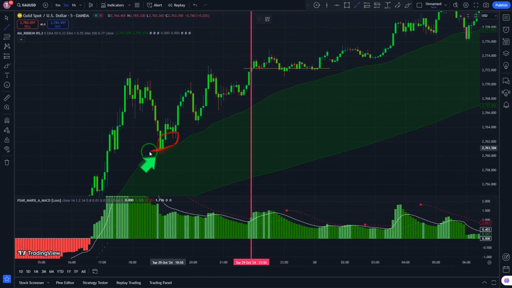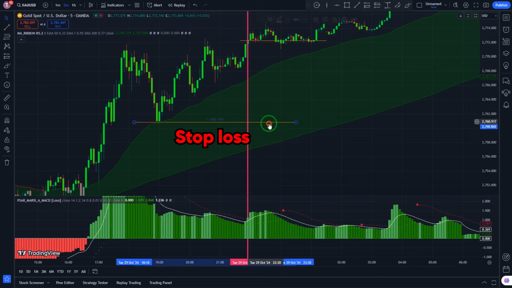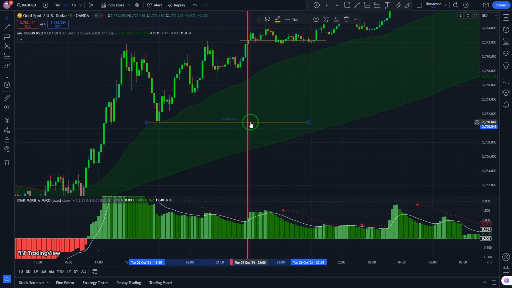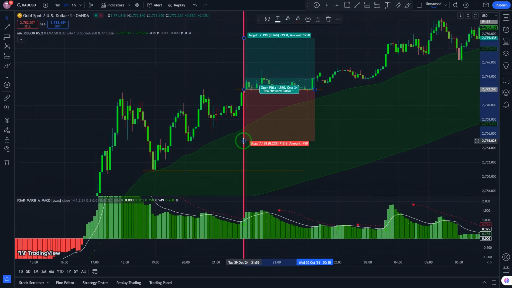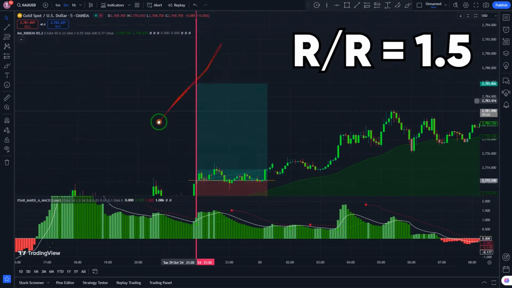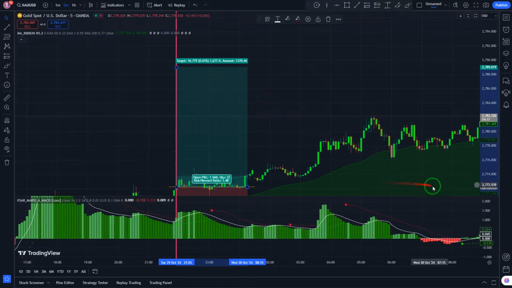Now we can set our stop loss slightly below the last swing low or just below the green ribbon line. Now we enter the buy trade, and for the take profit, we can consider a risk to reward ratio of 1 to 1.5 and wait for our trade to close with a profit.